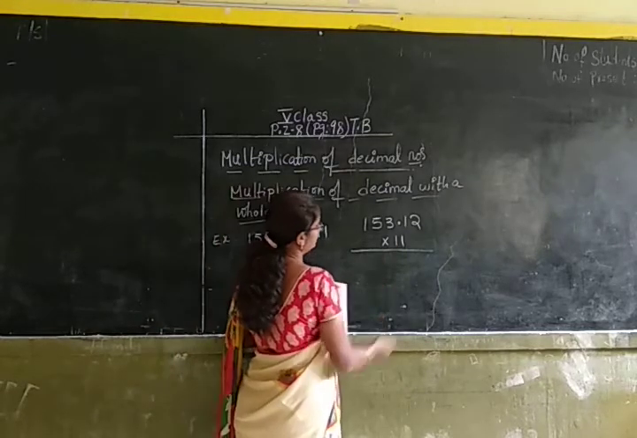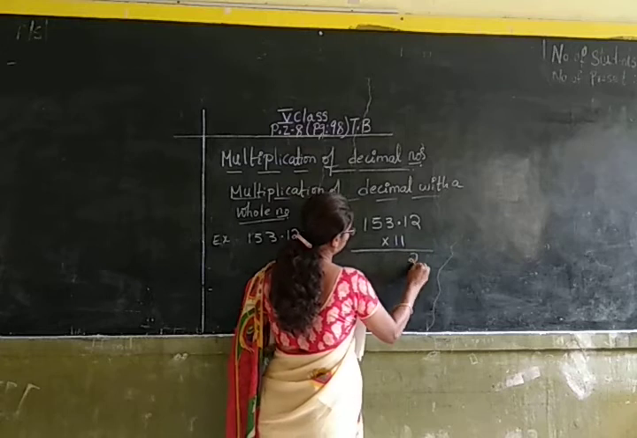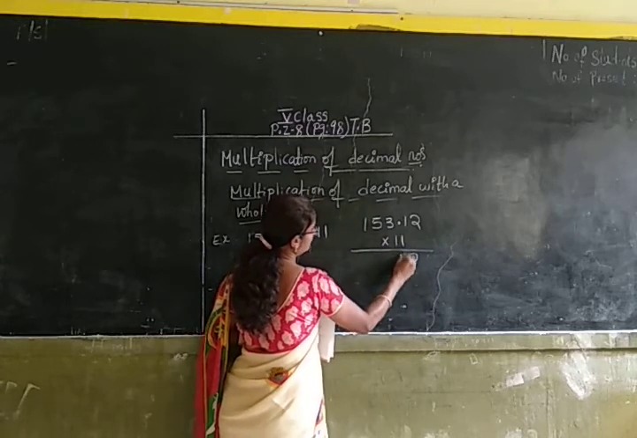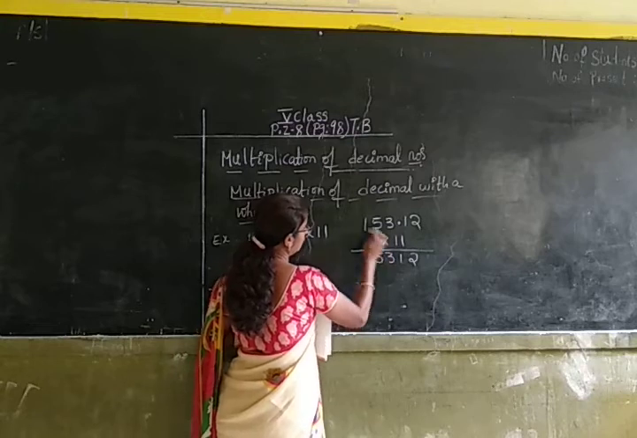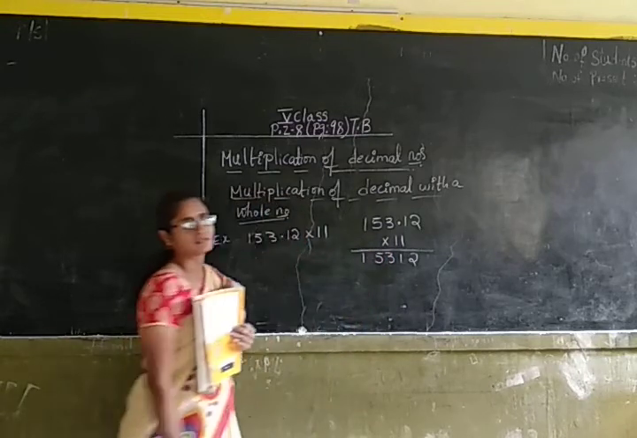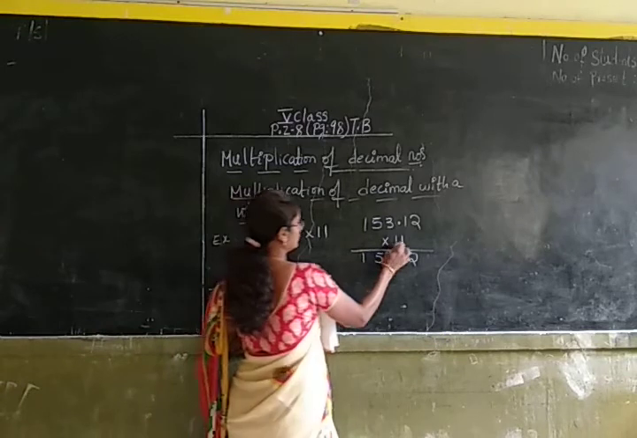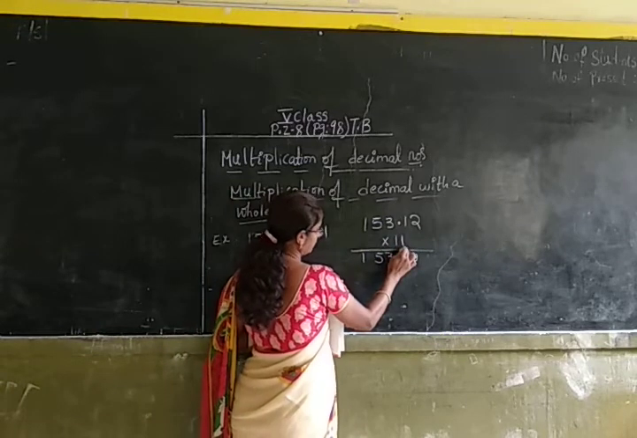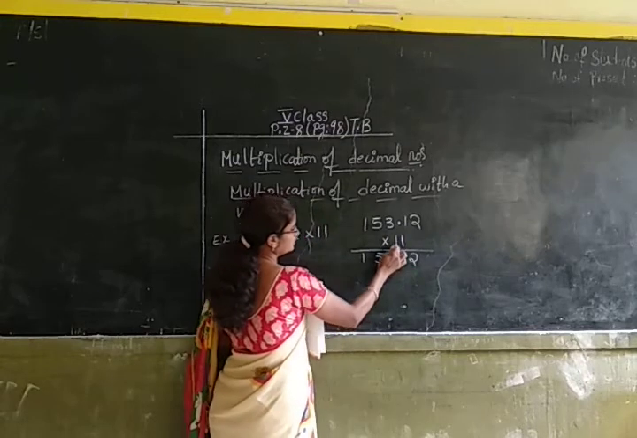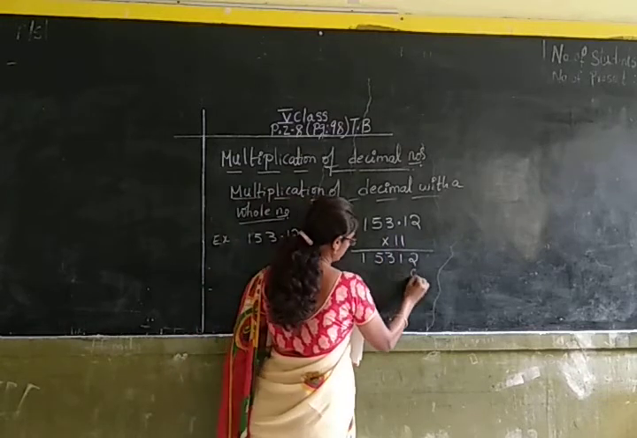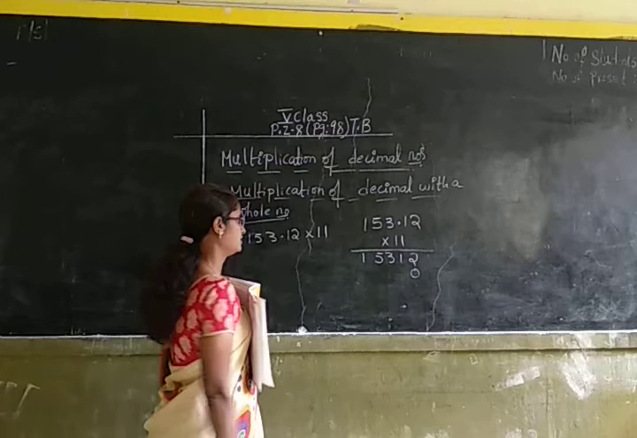First let us do the normal multiplication. 1 2s are 2, 1 1s are 1, 1 3s are 3, 1 5s are 5, 1 1s are 1. Now first we have multiplied the whole number with 1. Now let us multiply the whole number with the next one. So this one is in tens place, so let us put 0 in ones place.